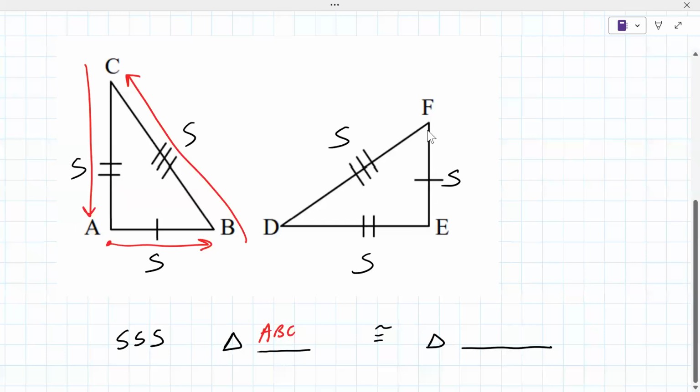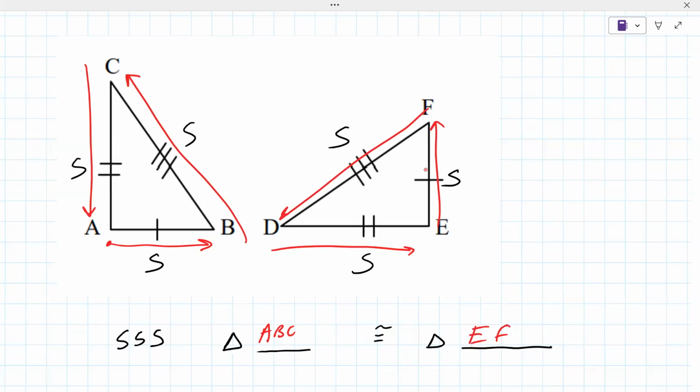E to F, it's either E to F or E to D. So which way did I go? I went over here on the left, from the A to the B, so I went down the single. So if you start at E, you have to go to F, then to D, back. So it's E, F, D. It's not always in alphabetical order, is the point.